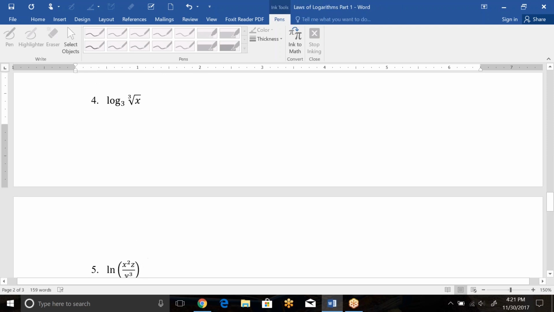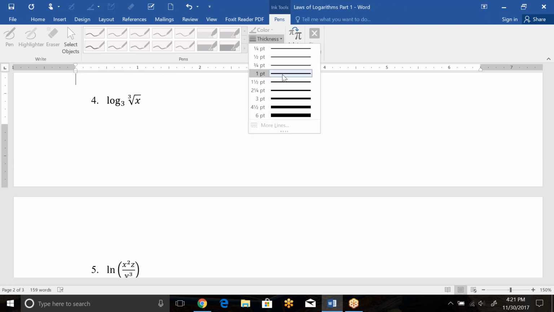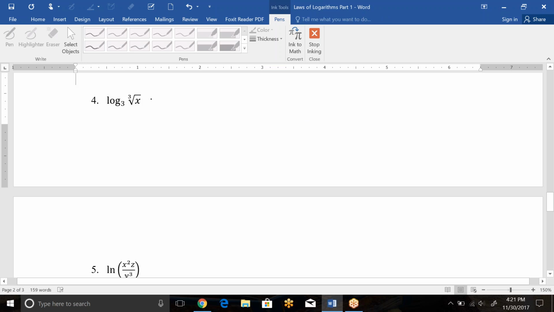This next one, notice this is a cubed root of x, so we'll want to write that as a fractional power because we want to be able to bring the powers to the front. So this would be x to the 1/3, and we bring the 1/3 to the front of the log. So 1/3 log 3 of x. Notice we have a singular base with no power inside.